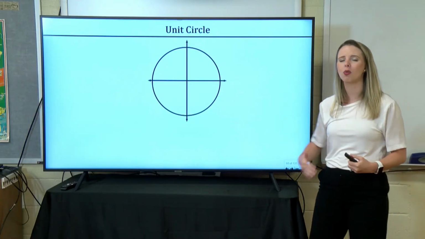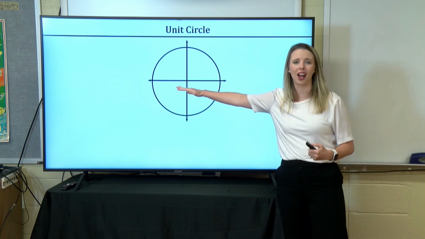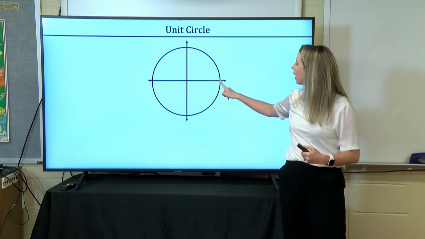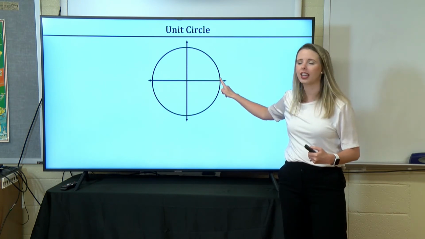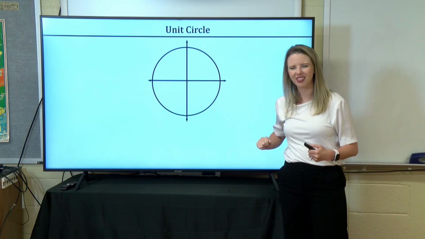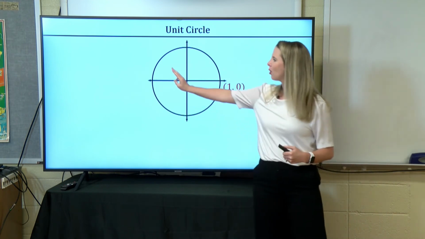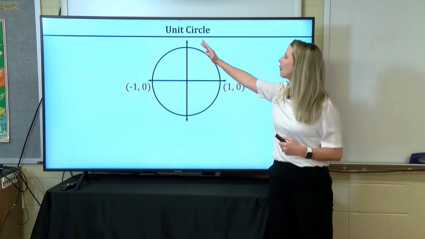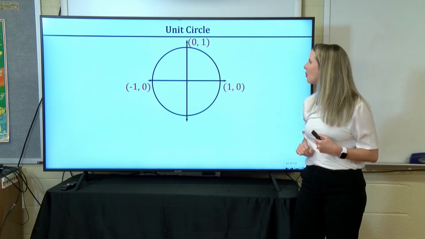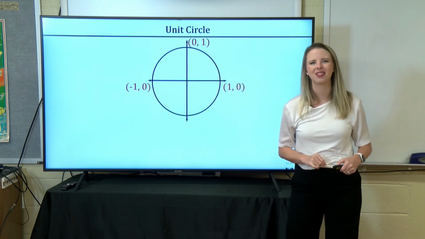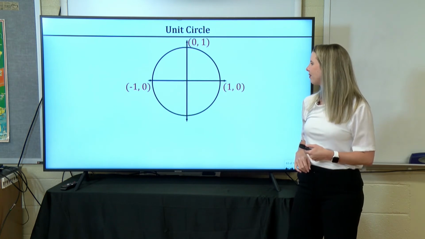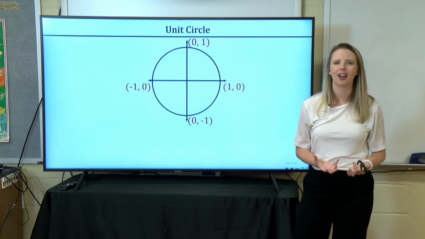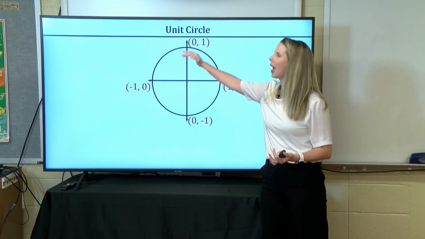So we're looking at this unit circle. It has a radius of 1. It's centered at the origin, right? Okay, so if I know it has a radius of 1, what is going to be this ordered pair over here on the right? 1, 0. What about the ordered pair on the left? Negative 1, 0. What about the ordered pair at the top? 0, 1. And what about the ordered pair at the bottom? 0, negative 1.